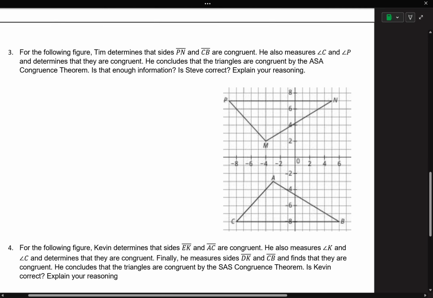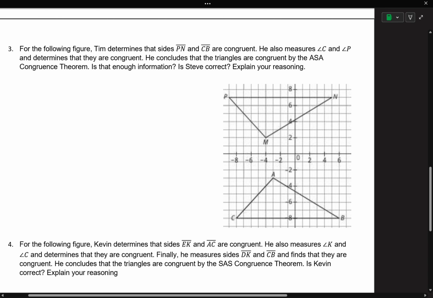Awesome. Number 3. For the following figure, Tim determines that PN and CB are congruent. Well, let's go ahead and mark that. If he says they're congruent, they're congruent. PN, so it's a side, CB, side. He also measures that angle C and angle P are congruent. All right, let's mark it.